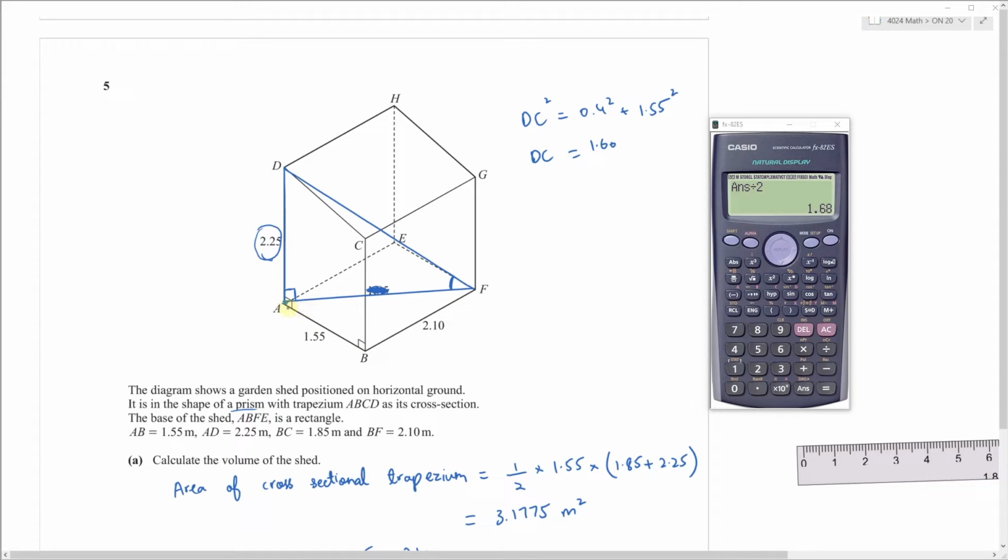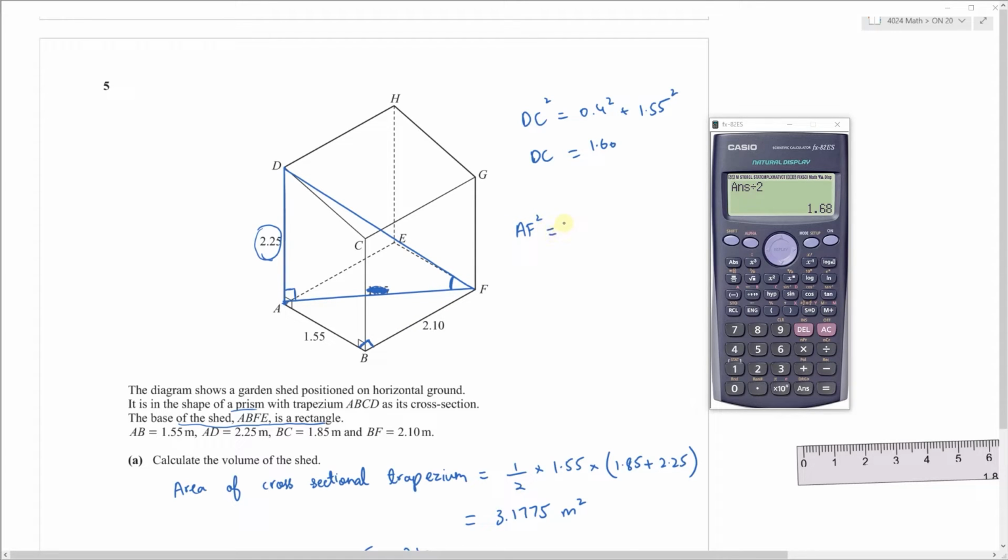So how can I find this length AF? I can use this triangle ABF. Since the base of this shed is a rectangle, you're told that the base of the shed is a rectangle, that means this is also a 90-degree angle here. ABF is a 90-degree angle. This is also a right angle triangle ABF. And I know this is 1.55, this is 2.10, so this is the hypotenuse. So again, I can use the Pythagoras theorem to calculate AF.